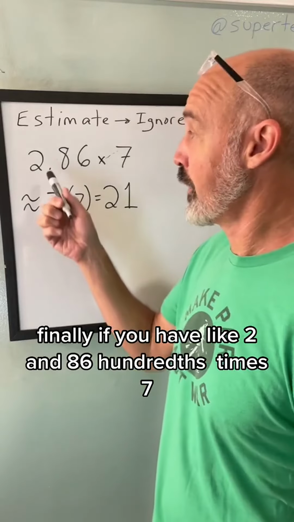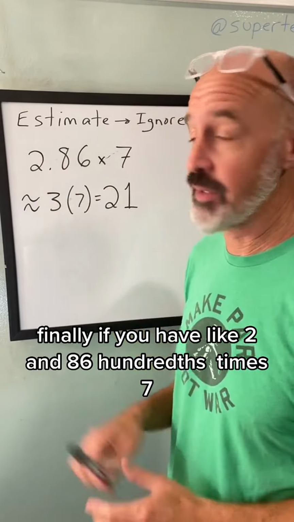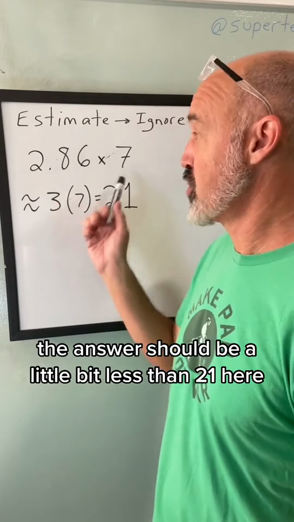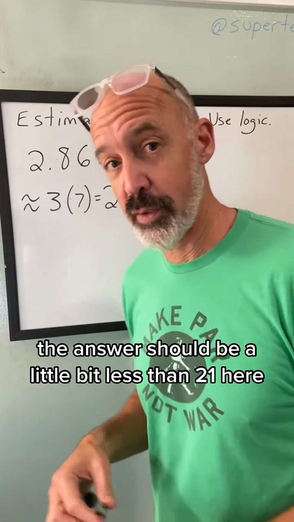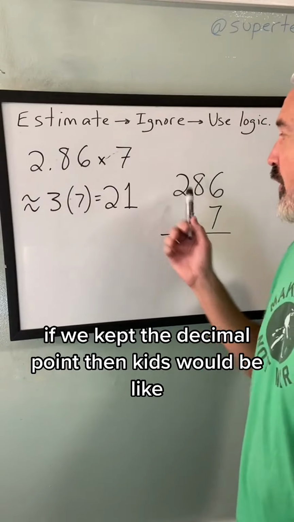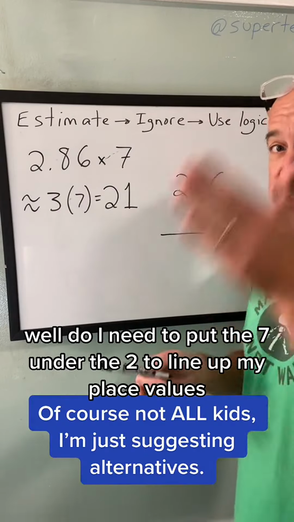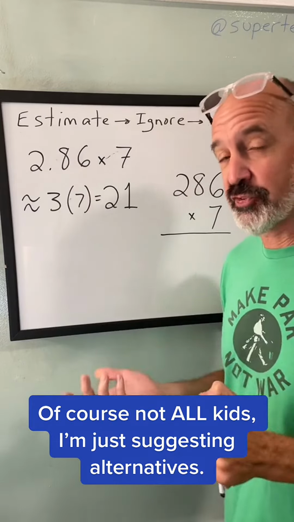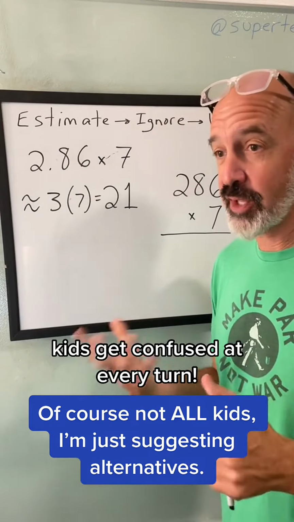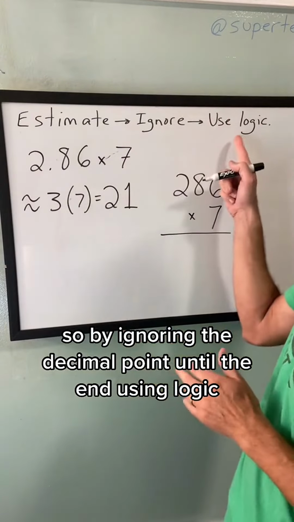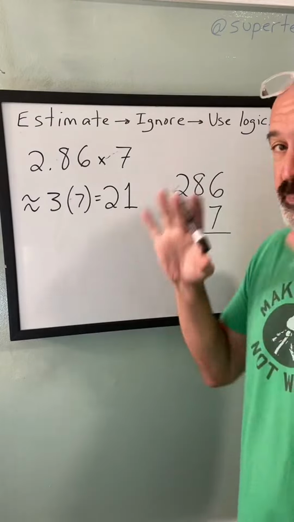Finally, if you have like 2 86 hundredths times 7, that's about 3. 3 times 7 is about 21. The answer should be a little bit less than 21. In here, if we kept the decimal point, then kids would be like, well, do I need to put the 7 under the 2 to line up my place values, which is true in addition and subtraction? Kids get confused at every turn. So by ignoring the decimal point until the end and using logic, it saves them.